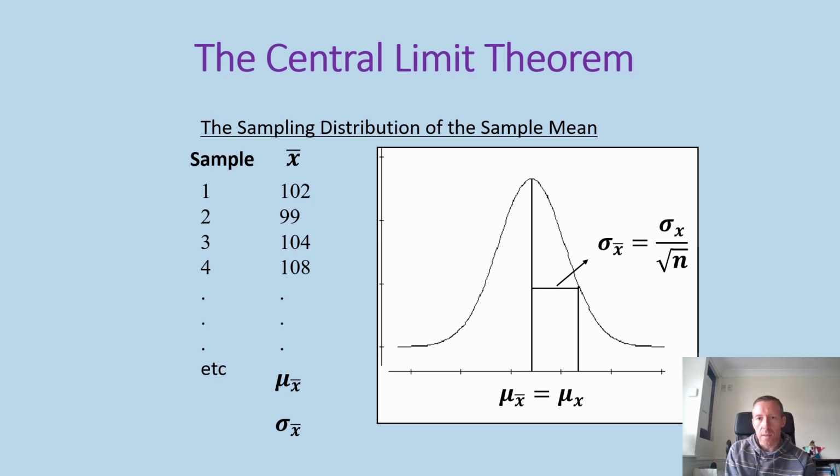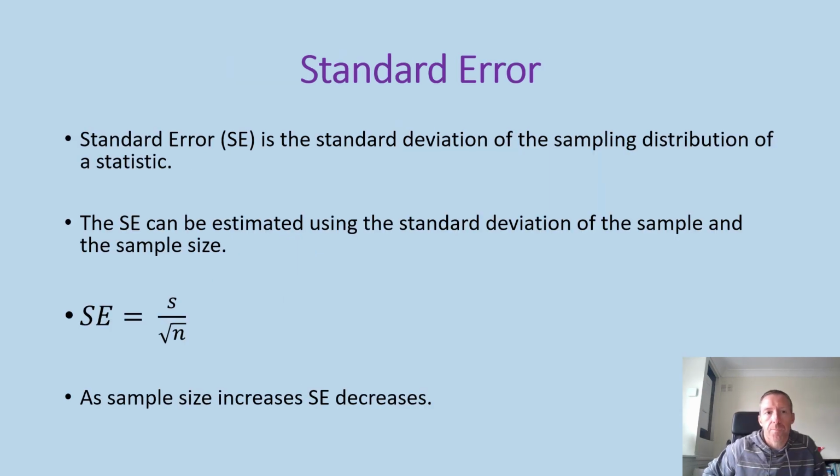On this slide you've got the formula: sigma sub x bar is equal to sigma x divided by the square root of n. This is the formula for the standard deviation of the sampling distribution of sample means, and this is what we would call the standard error. Effectively, if we did a lot of resampling, plotted the means, plotted the distribution, and worked out how much variability there is, the standard deviation is the standard error. Let me say a little bit more about that.